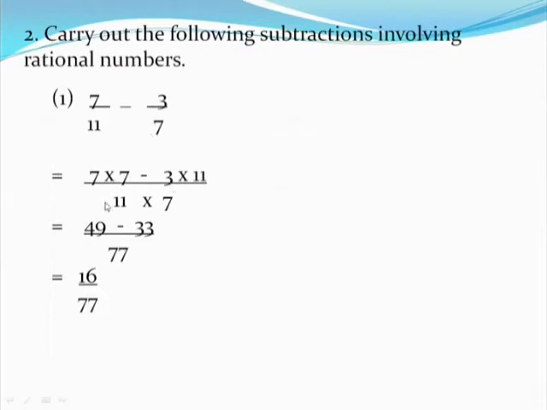Now 7 sevens are 49, minus sign will remain as it is. 3 11s are 33 and 11 sevens are 77. Now subtract 33 from 49. Now 33, if you subtract from 49, you will get 16 in the numerator and 77 in the denominator. Hence, the final answer is 16 upon 77.